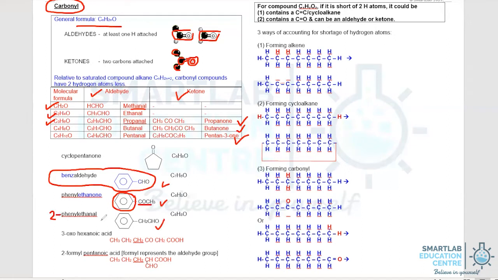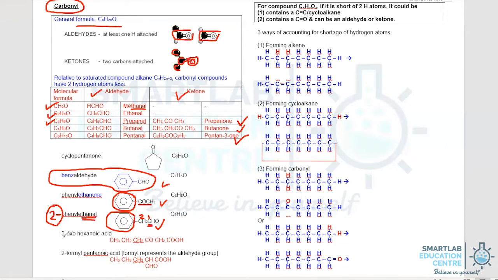In terms of naming, it ought to be 2-phenyl ethanal because the benzene group is directly bonded to the second carbon. However, there's no need for you to label the number because you can never have benzene bond itself to the first carbon, because if you bond to the first carbon, then there will be no more aldehyde.